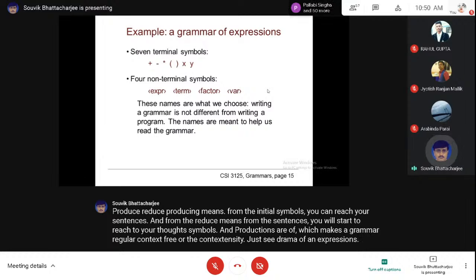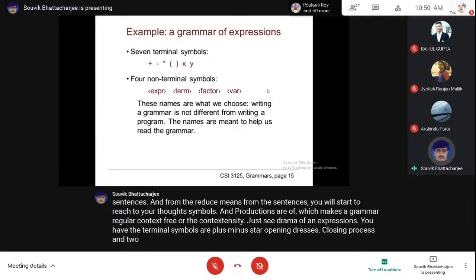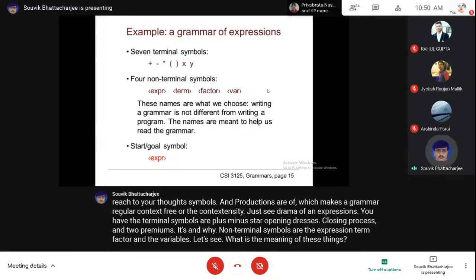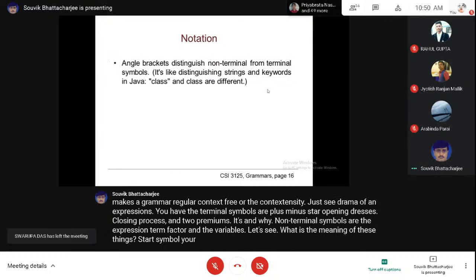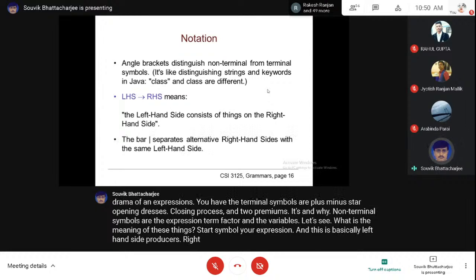Here the terminal symbols are plus, minus, star, opening braces, closing braces, and two variables x and y. Non-terminal symbols are the expression, term, factor, and the variables. Let's see what is the meaning of these things. Start symbol is your expression, and this is basically left hand side produces right hand side. Okay, let's see with an example.